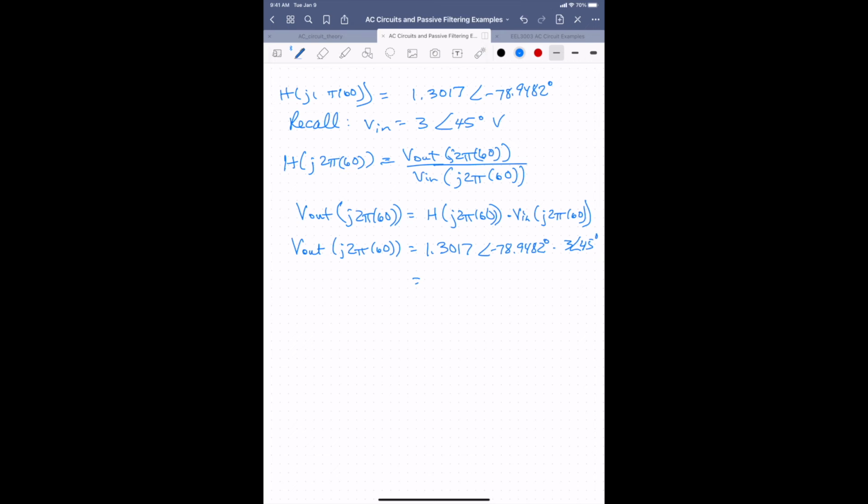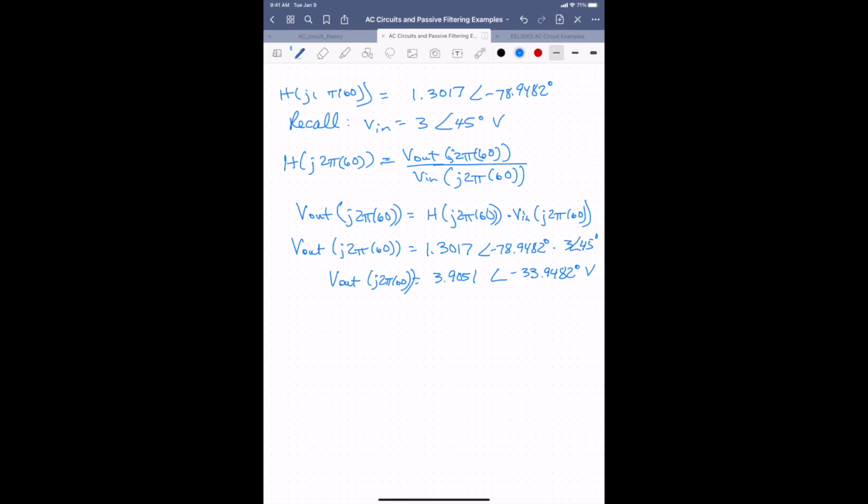When we do that multiplication, we end up with 3.9051 at an angle of minus 33.9482 degrees. And the units, of course, is volts. At this point, it's a good time to check to make sure we didn't make any careless mistakes. When we take 1.3 and multiply it by 3, we do end up with something close to 4. And when we take minus 78 and add 45 degrees, we end up with minus 33 degrees.